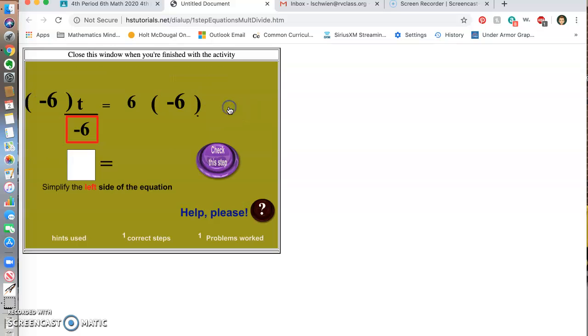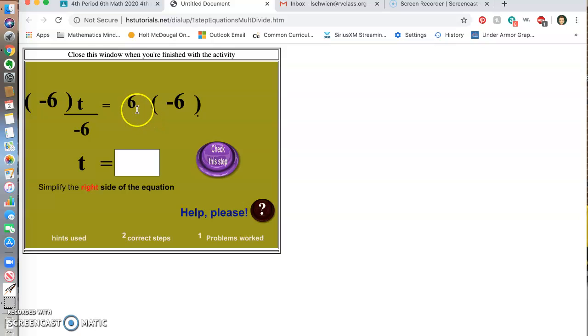Okay, so check this step. Again, you're left with just t, so simplify the left side of the equation. When you cancel those two out, if they were 6 and 6, it might be easier to see, but if you cancel those two out, you're going to get t. And on the other side, do the math. It says 6 times -6.